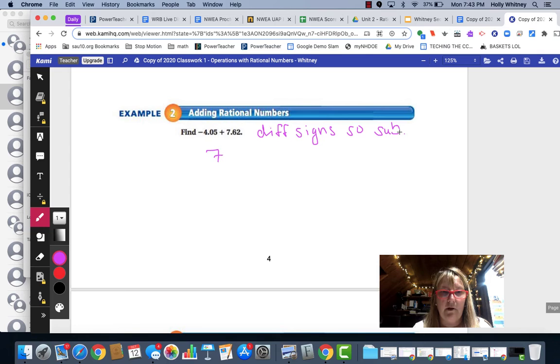So we take the larger absolute value, which is 7 and 62/100ths, and we subtract 4 and 5/100ths. There's a decimal point in there somewhere. Okay. Well, I can't take 5 away from 2, so I'm going to have to borrow. 12 subtract 5 is 7. 5 subtract 0 is 5. Decimal point stays there. We end up with 3.57. And it's positive because we have more positives than negatives.